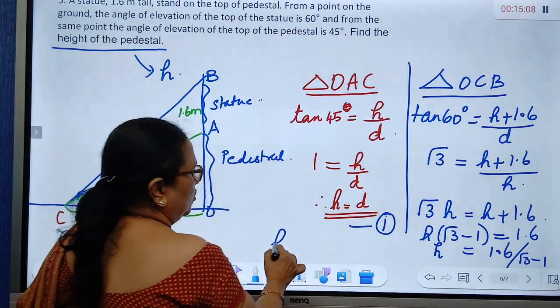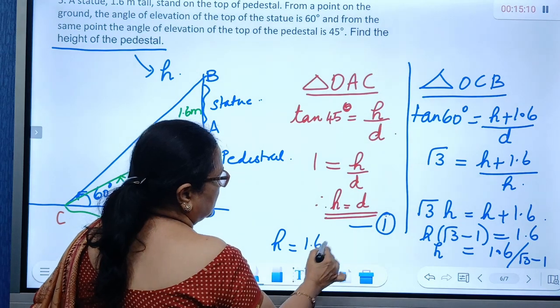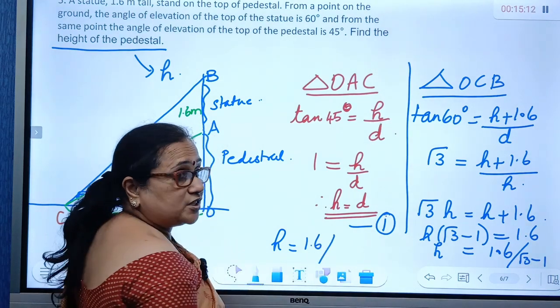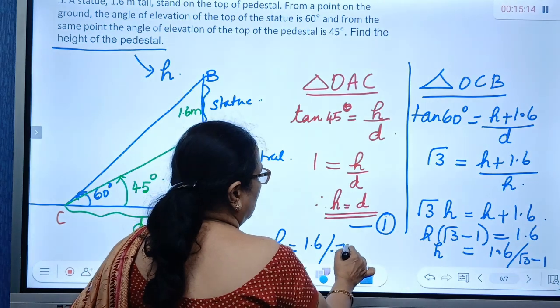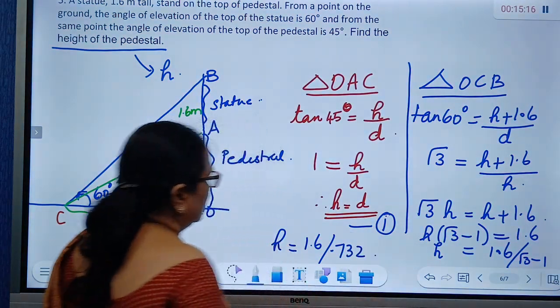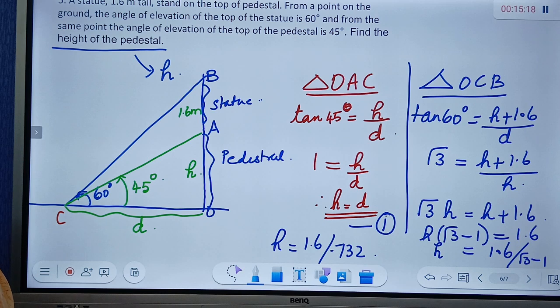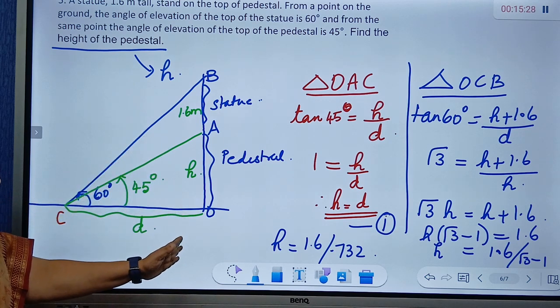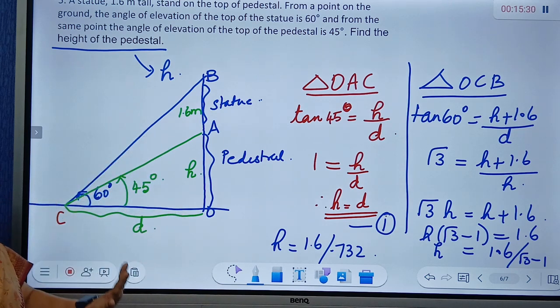or h is equal to 1.6 divided by, if you take root 3 as 1.732, this is 0.732. I am sure you can simplify this. Okay, you can divide and simplify. I know that you can simplify decimals. So, do you understand the mathematical concept here? Since it involves only opposite side by adjacent side, I have only used the tan function to solve the problem.